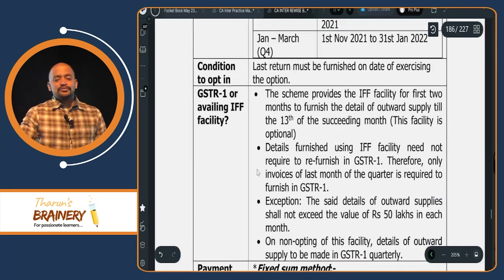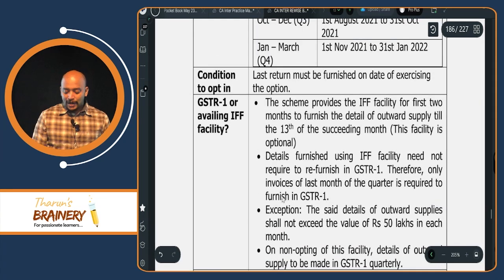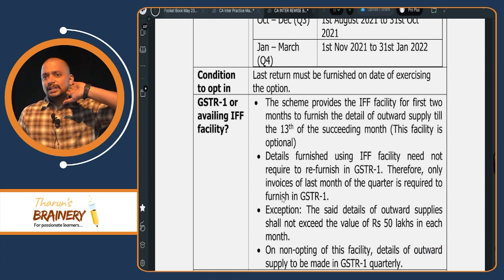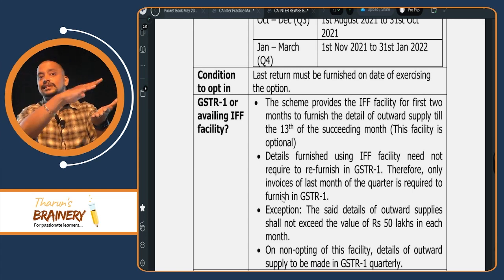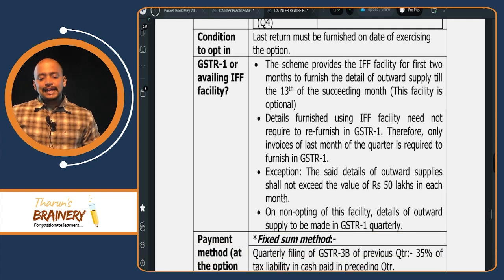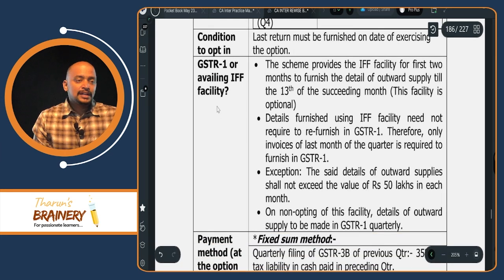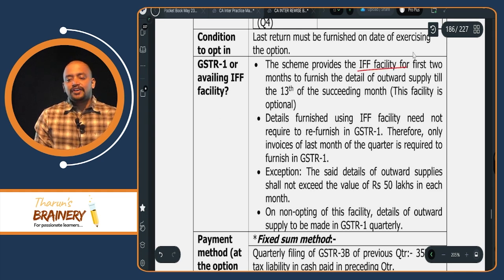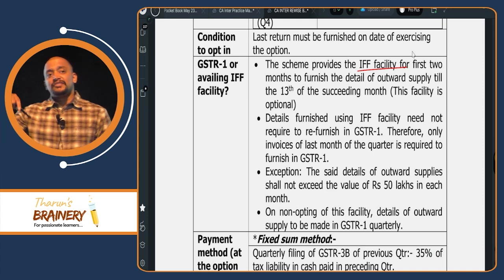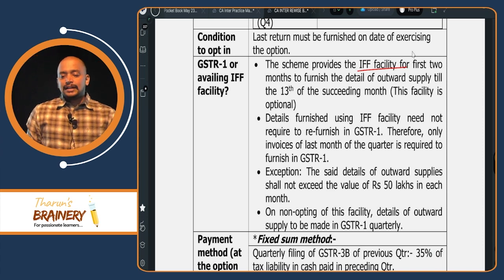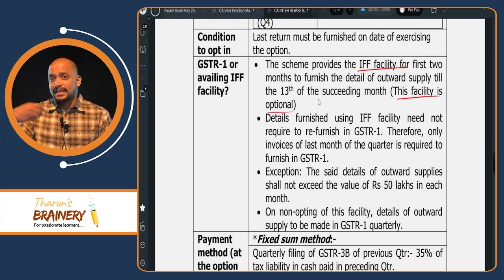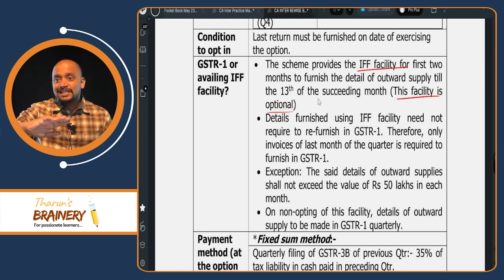Then the condition for opt-in. If I am going into QRMP, all my monthly returns should have been filed, which means all the returns which are pending under the monthly scheme should be filed. Then only I should go for QRMP. And for GSTR1, we are availing IFF. The scheme provides for IFF for the first 2 months. Why first 2 months? Why not the third month? Anyhow, for all 3 months we will file GSTR1. And this is optional. Suppose if we enter the details of invoices in IFF, they are auto-populated in GSTR1.